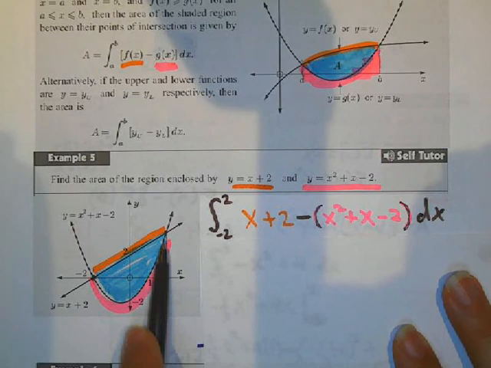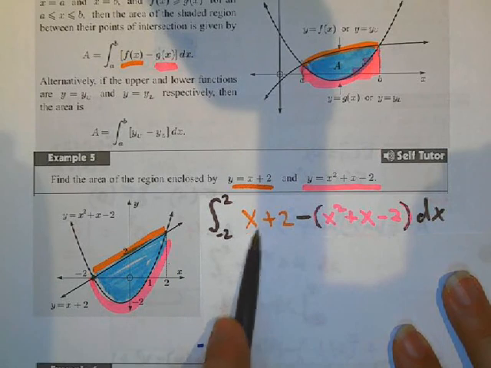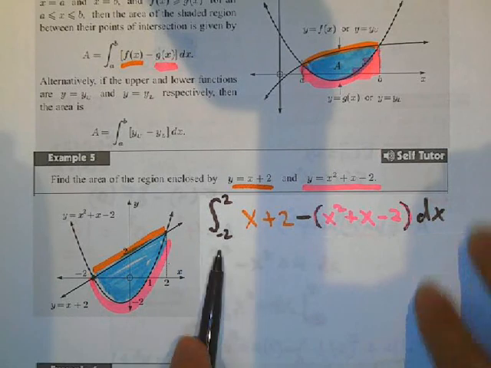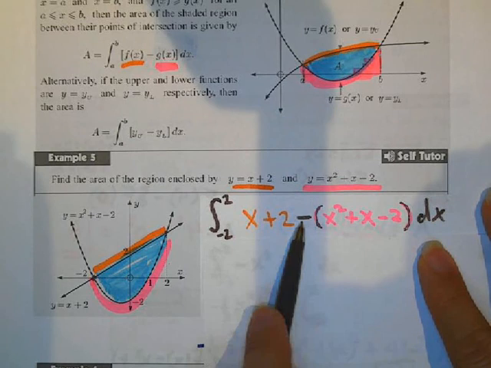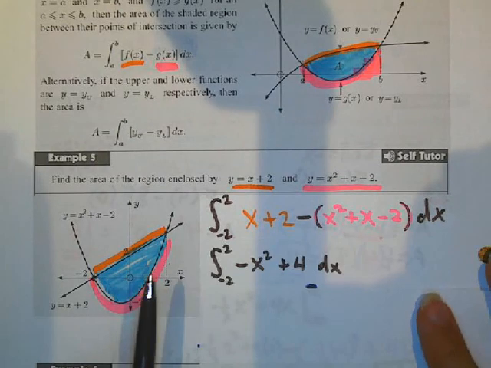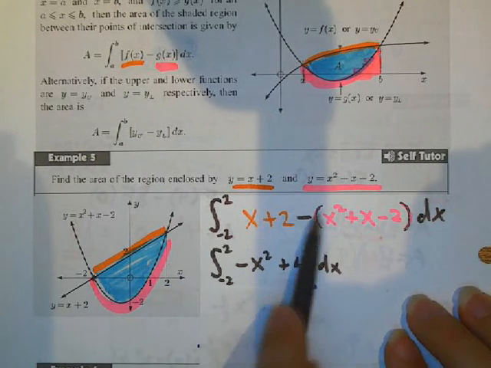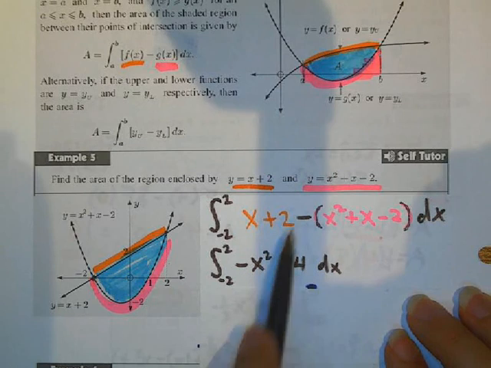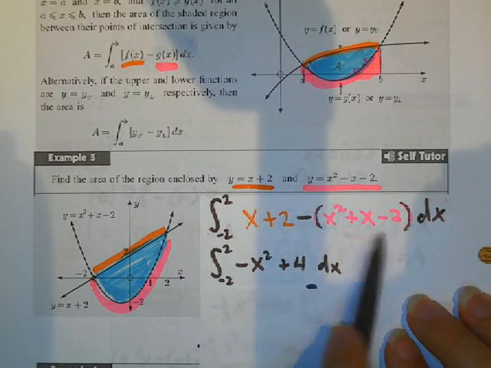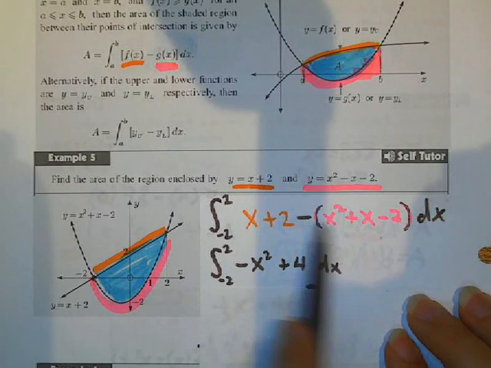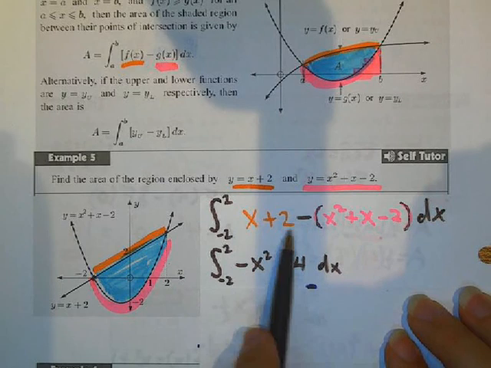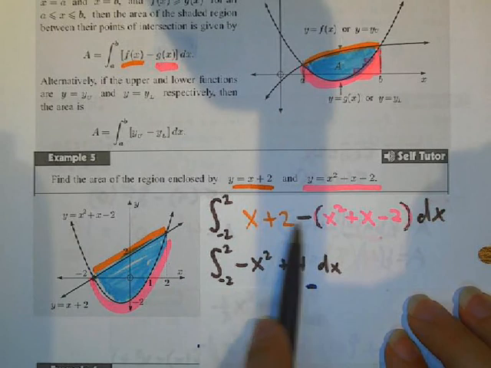So before we take the antiderivative, I've got x minus x, that's going to go away. I've got minus x squared, we get this, and then I have 2 minus -2. So minus -2 becomes plus 2, so 2 plus 2 gives me 4, right? 2 minus -2 is really 2 plus 2, which gives me 4.